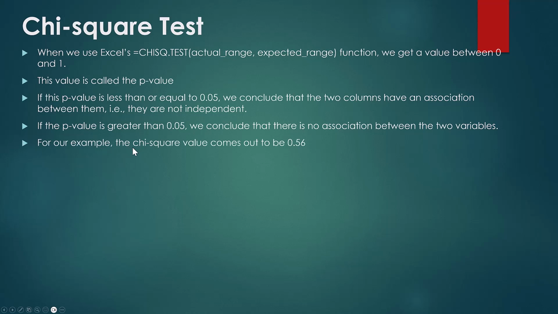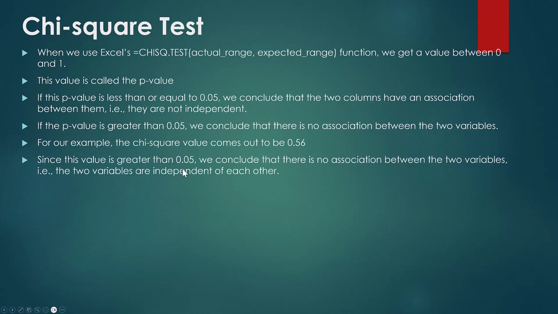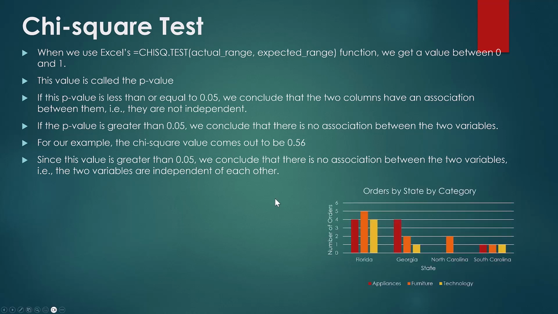For our example, the chi-square test value comes out to be 0.56. Since this value is greater than 0.05, we conclude that there is no association between the two variables, that is, the two variables are independent of each other. We can see on the clustered chart that the frequencies for Florida are roughly the same for each category. South Carolina, they're exactly the same. Georgia, there's some inequality, but not enough overall inequality to conclude that there's a relationship between state and category.